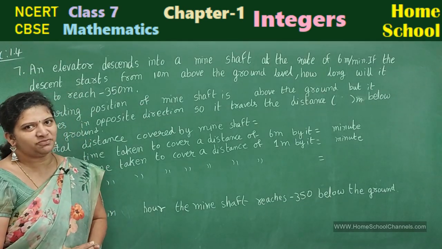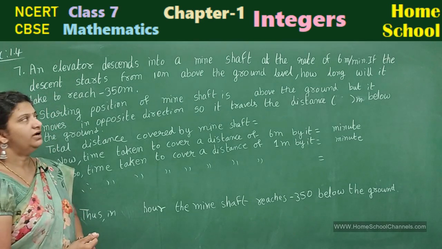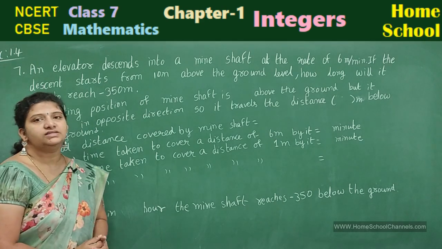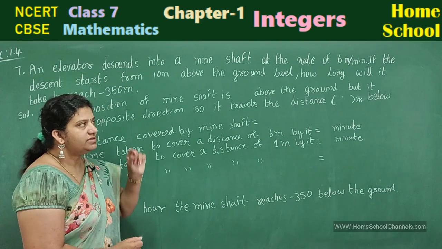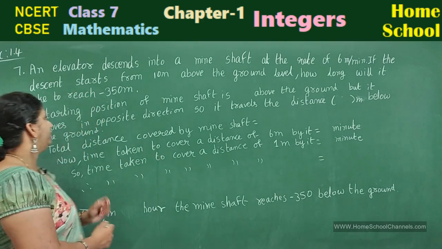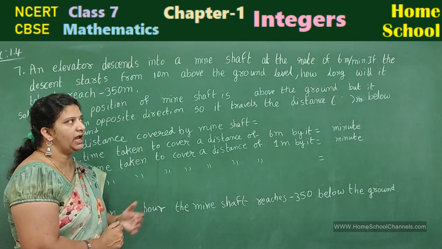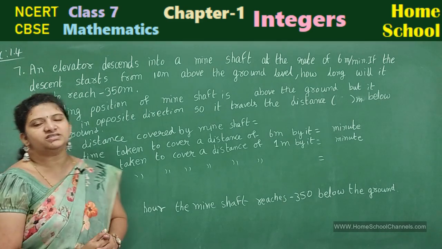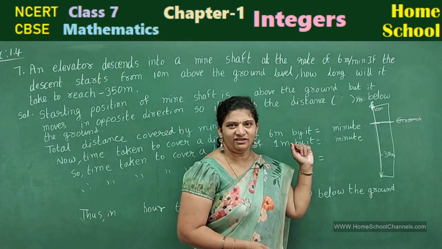That is your 7th problem of this exercise. An elevator descends into a mine shaft at the rate of 6 m/min. What is that? 6 meters per minute. If the descent starts from 10 meters above the ground level, how long will it take to reach minus 350 meters? Let us imagine this figure.